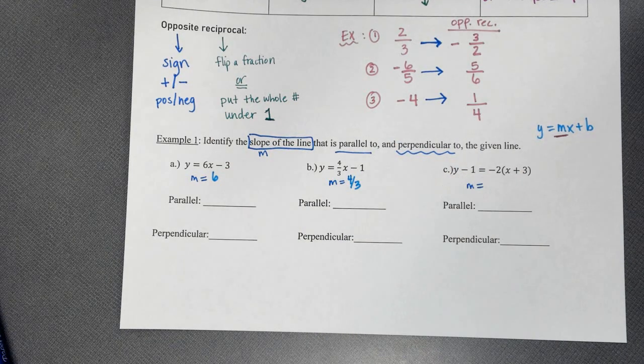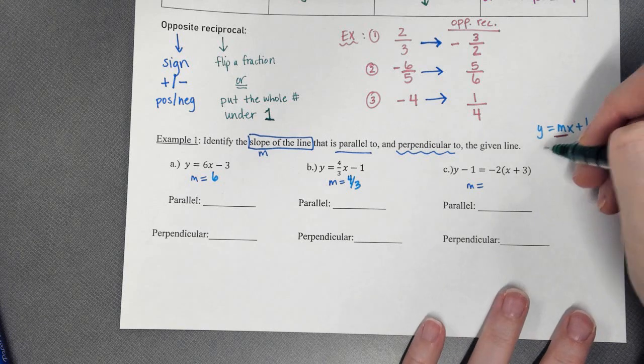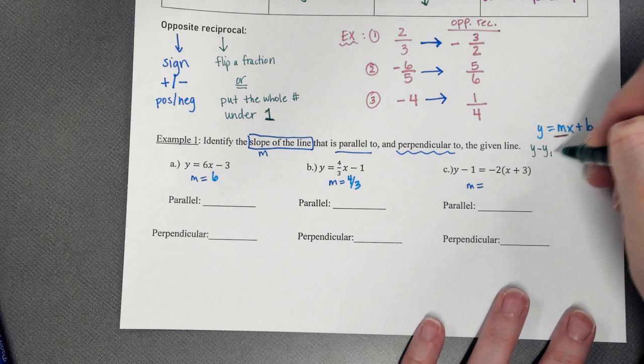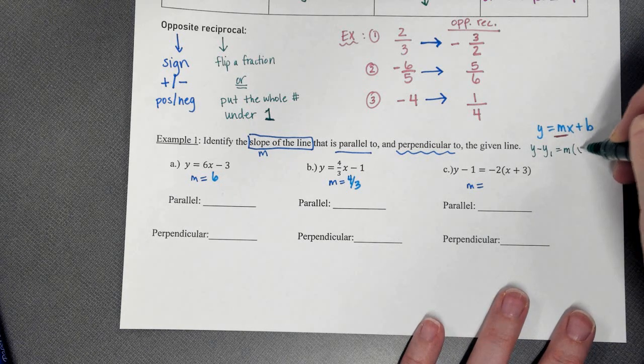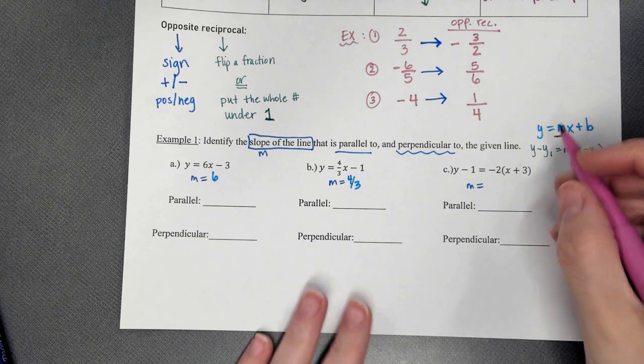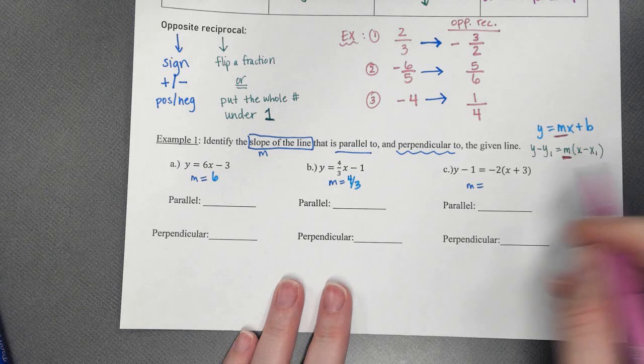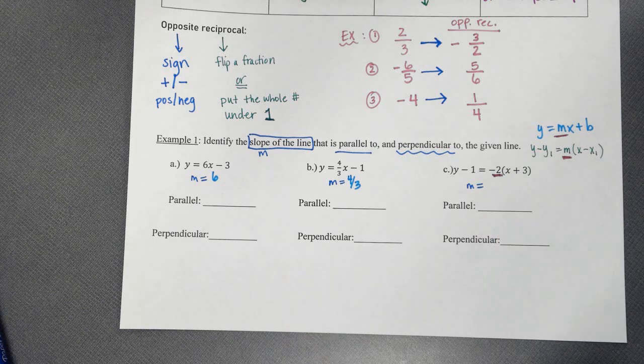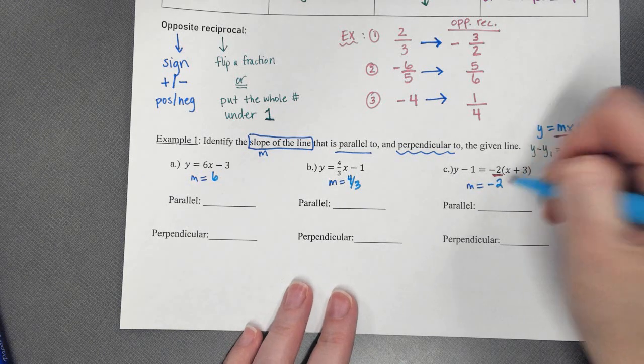Now for C, that's in point slope form. Yeah, you want to tell me? Yeah, -2. Good. So remember that this is your other equation. Okay, good work. So the M value, if it's in point slope form, is in front of your parentheses. So yep, it is -2. Great.